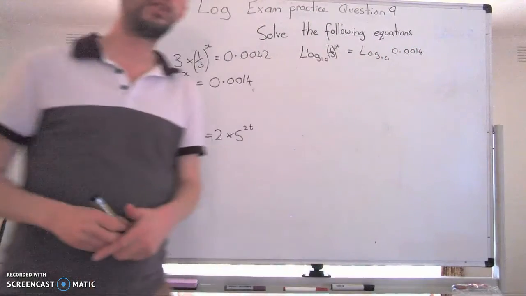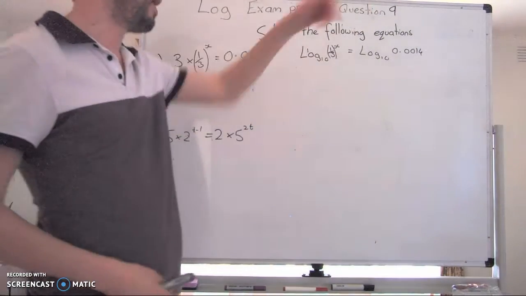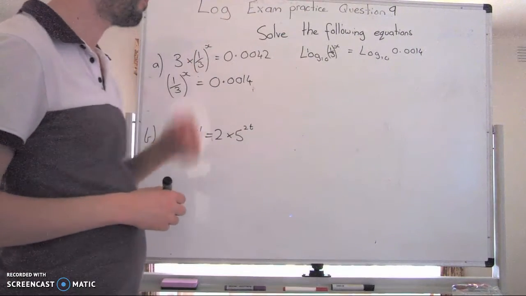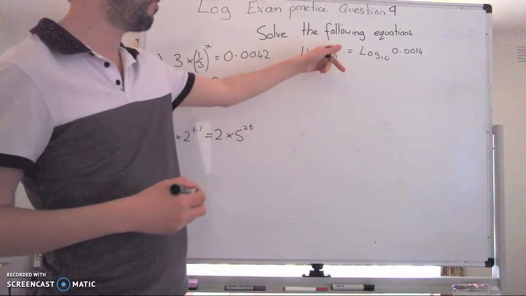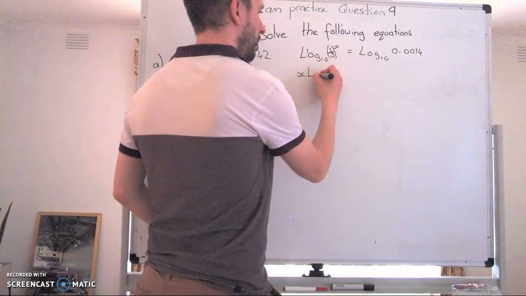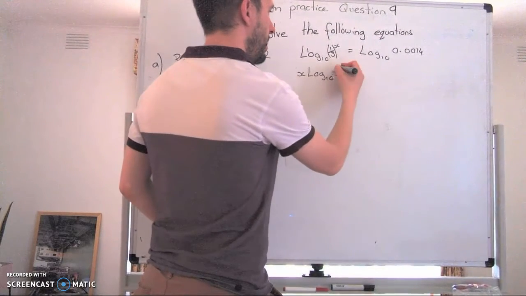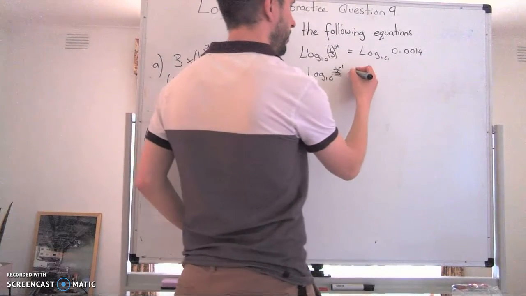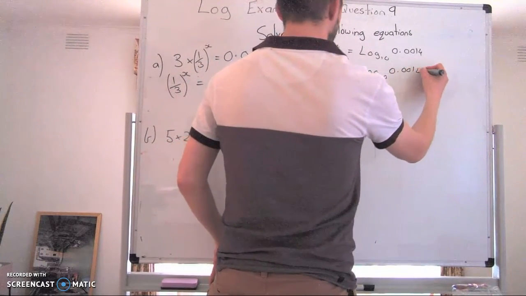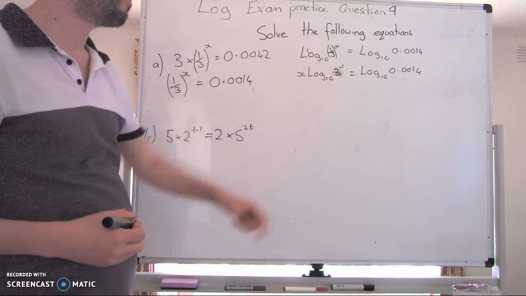0.0014. And we do this so we don't have to use a CAS calculator. We can use a normal calculator to solve for our power. So it's just something extra that we're able to do. So the next thing I'm going to do, I've got a power here. So I can take it out the front, and it becomes x log base 10, 1/3. I'm just going to rewrite that now as the same as 3 to the negative 1. Equals log base 10, 0.0014.